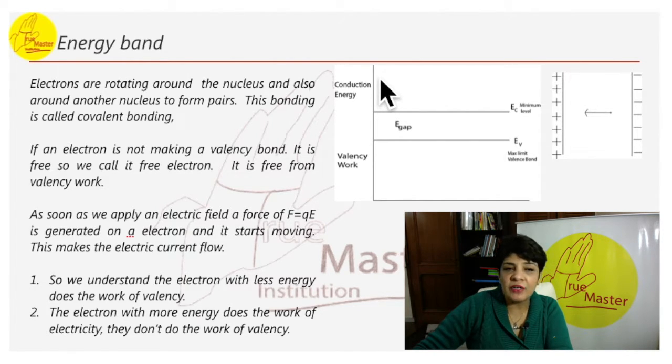So the graph is divided into 3 parts. This is the valency band. Then we have the conduction band, and this is called the energy gap band. So E gap. Okay, so we represent EV. This is the valency band and this is E minimum, which is the energy minimum. This line is the minimum energy required for conduction. So this is the conduction band. Okay, I hope this graph is clear to you.